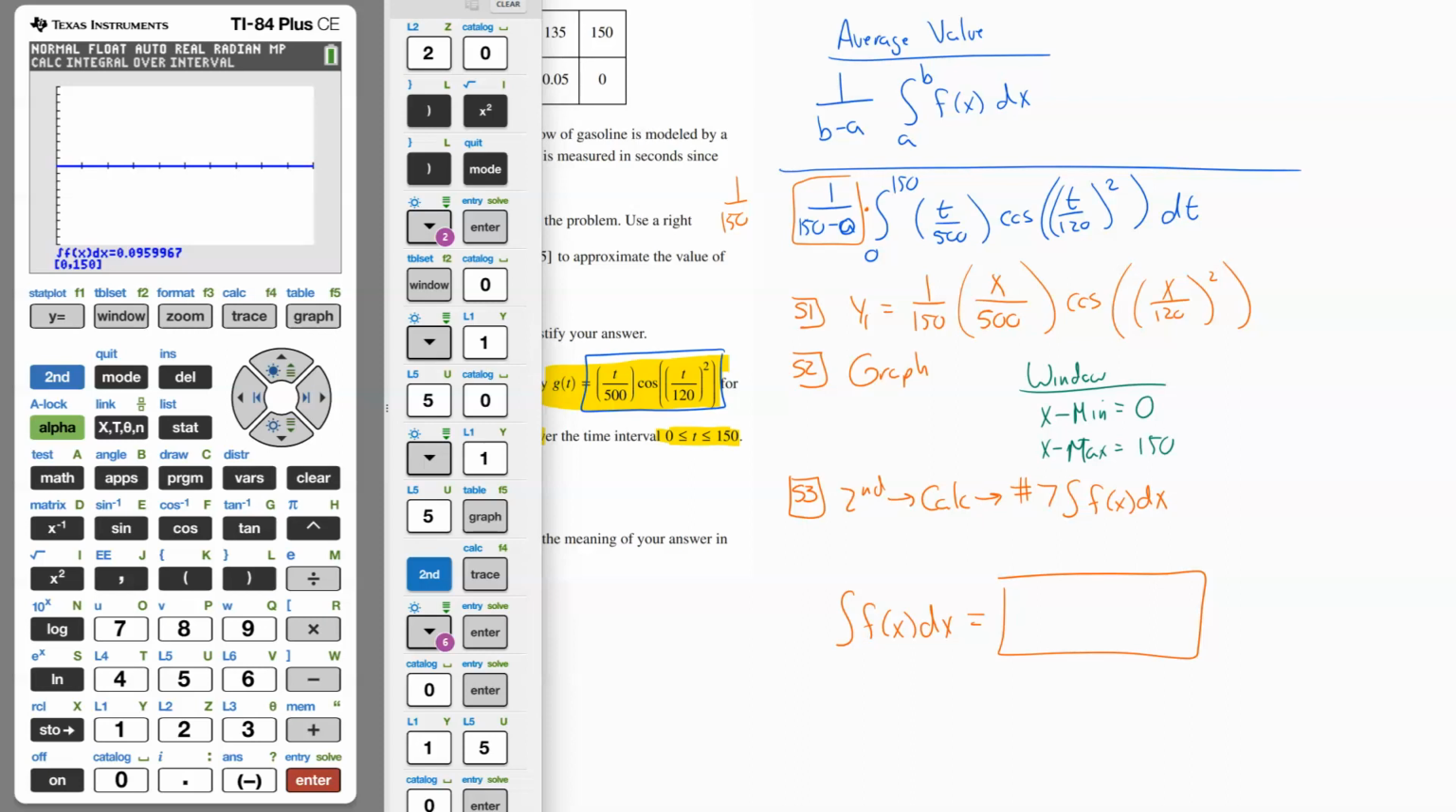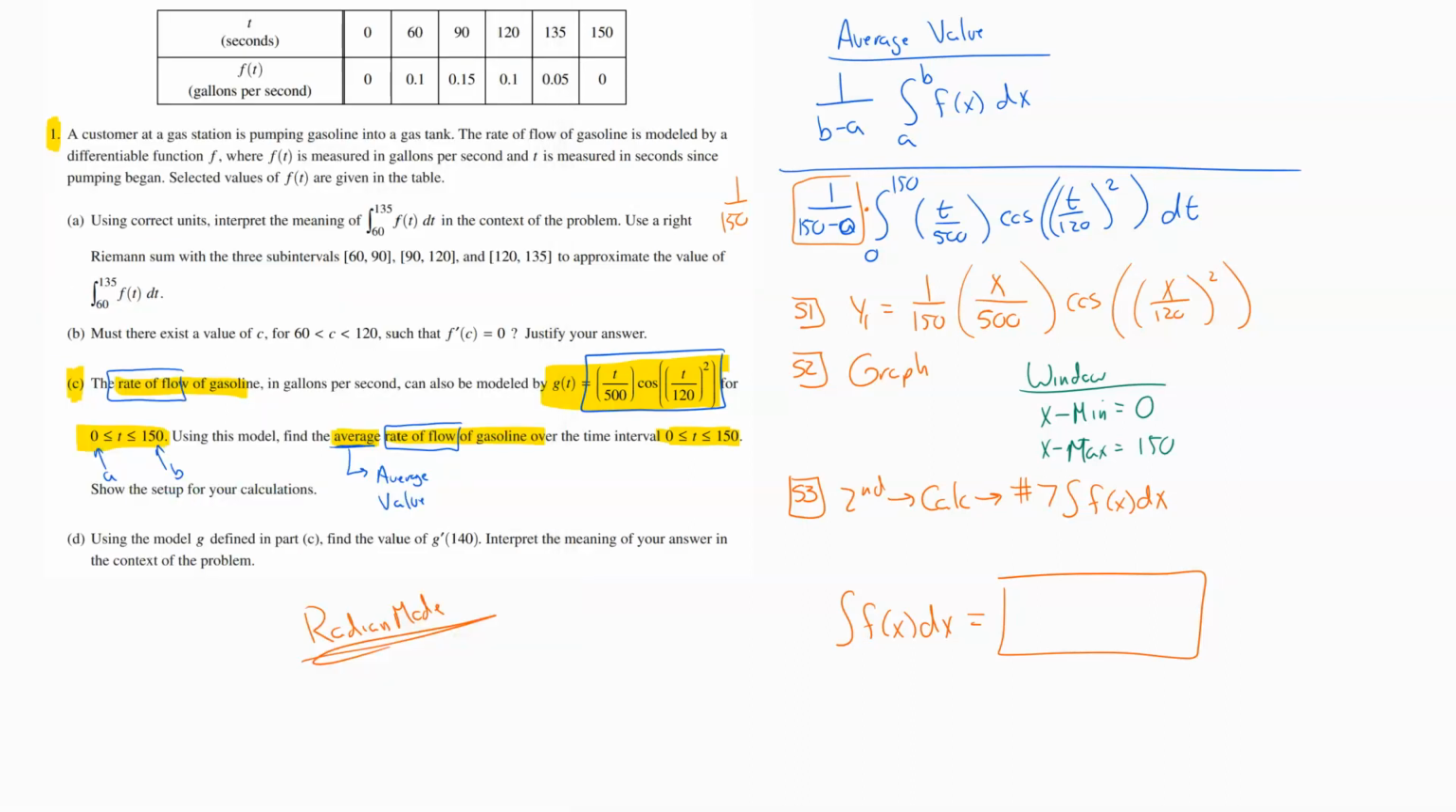So 0.0959967. Oftentimes on an AP Calc test, you can round things to 3 decimal places. This one went, I'll just take it out to 6. From here, that would be the average rate of flow of gasoline. And that's going to be our final answer.